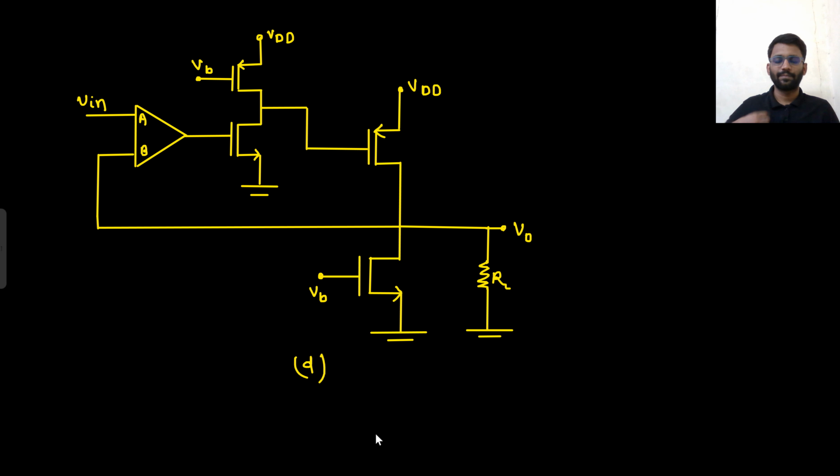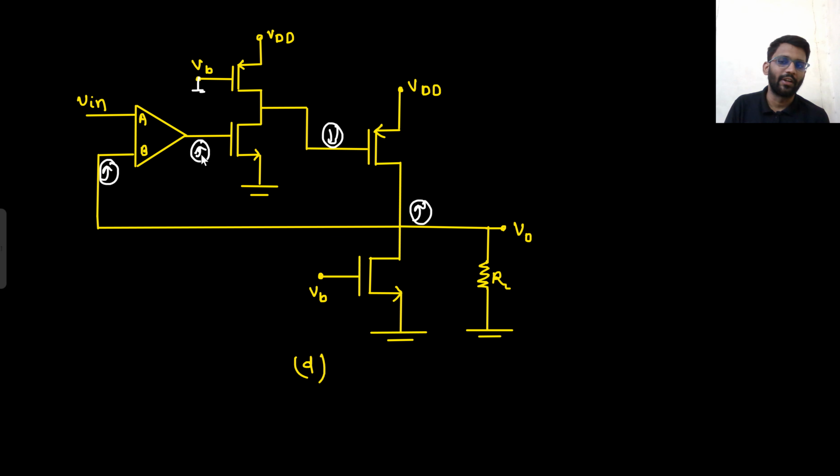Now what about this? What about this circuit? You can start from anywhere. Let's start from here. This VB and VDD all are there to confuse you, nothing else. So if this node increases, this is a common source amplifier, then this node will decrease. If this node decreases, then what will happen? This node will increase, right?